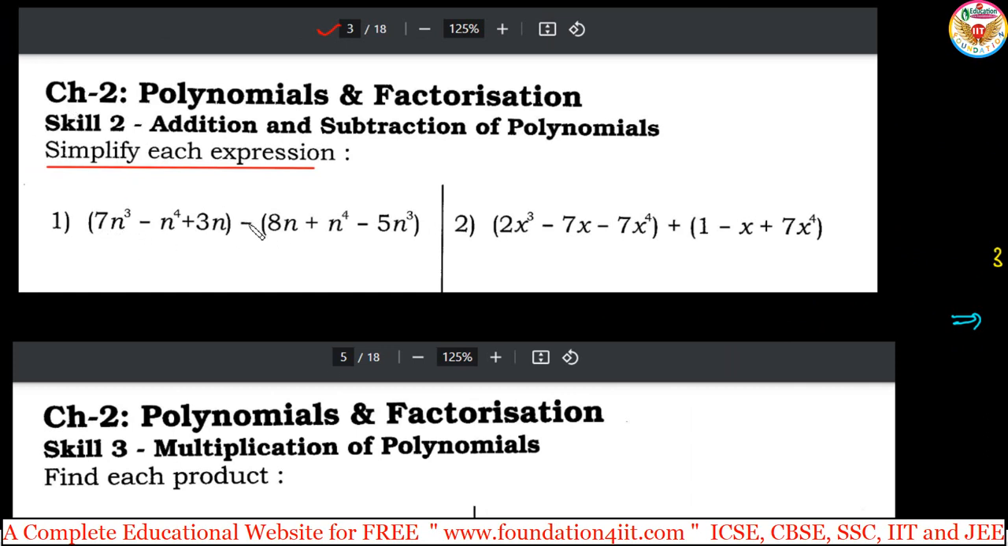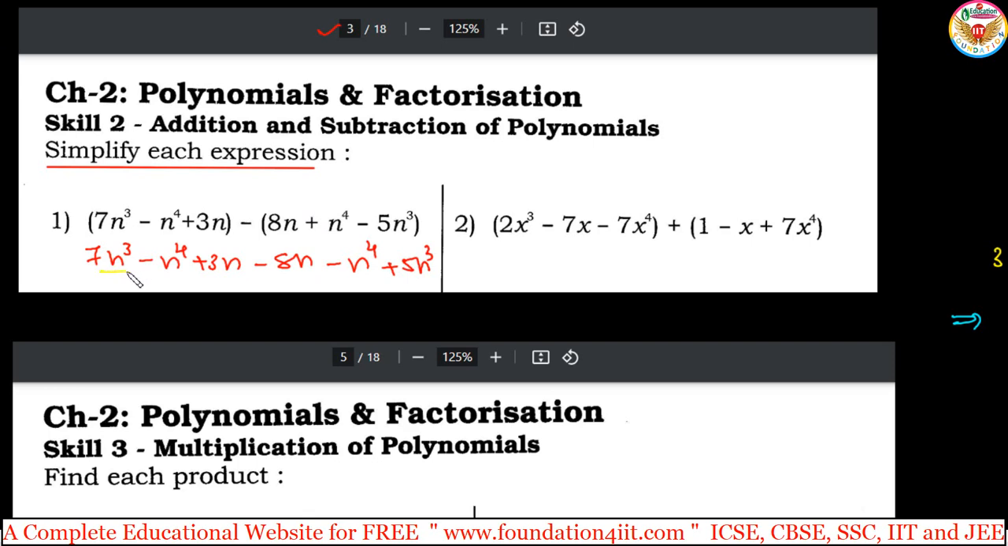7n cube. So there's a minus symbol in between, before the bracket. First you have to open the expression. That is 7n cube minus n to the power 4 plus 3n minus 8n. Minus into plus, minus n to the power 4, minus into minus plus 5n cube. Now you can see the like terms and I can add them.